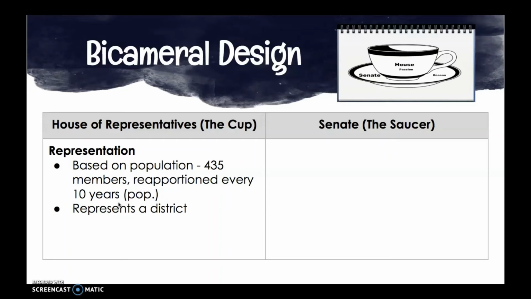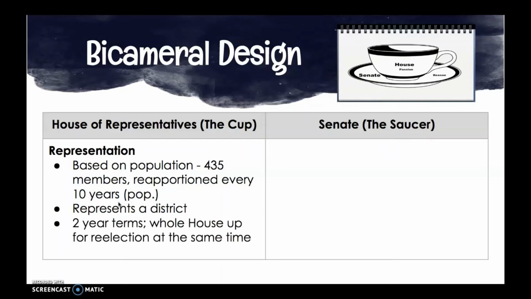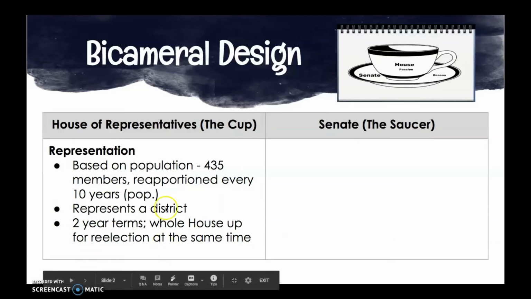And ultimately, the House is designed to represent the will of the people. The House has only 2-year terms, and they're up for re-election at the same time. These 2-year terms force representatives to consider the popular opinions of the people that they represent, unless they'd be replaced by unsatisfied voters in the next election. So that's part of where this passion comes from, right? There's a lot of quick action.